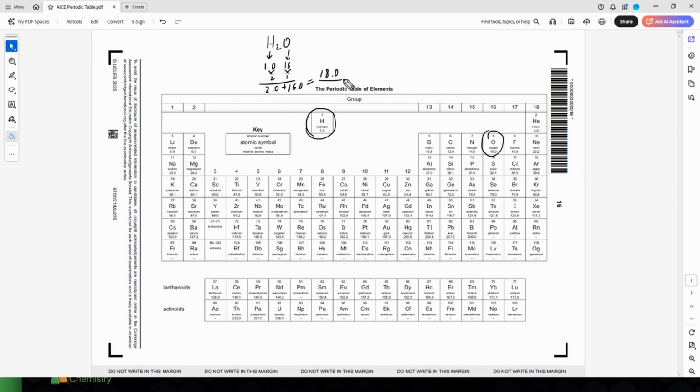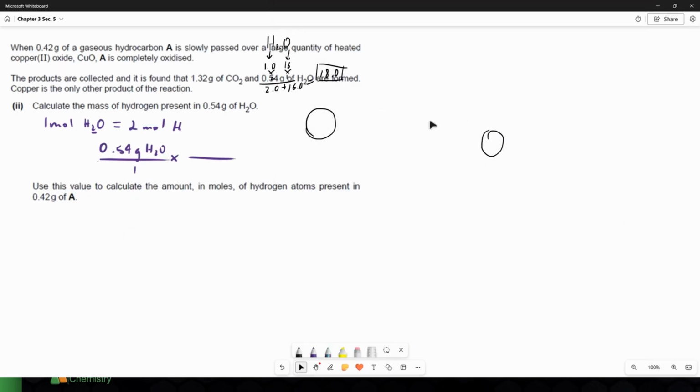And this is what we're going to use for Cambridge. This is the Cambridge periodic table, so we're going to use these numbers with 1 decimal place. I know that if you look at a different periodic table, this would actually be 1.01. But again, we do use the Cambridge periodic table, since it's what we're going to use in the exam. So, the molar mass of water here is 18.0.